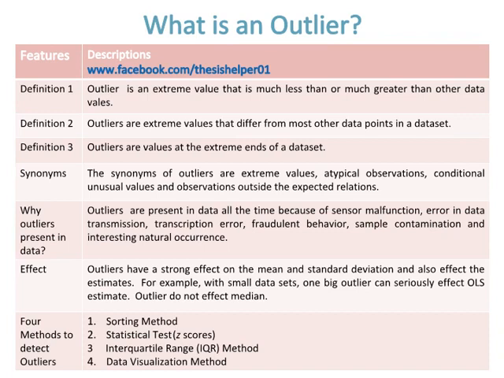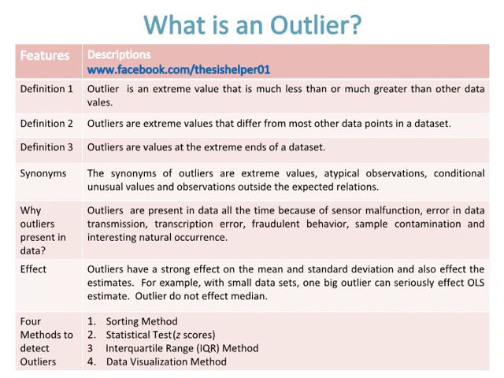Outliers have a strong effect on the mean and standard deviation and also affect the estimates. For example, with small datasets, one big outlier can seriously affect the OLS estimate. Outliers do not affect the median.